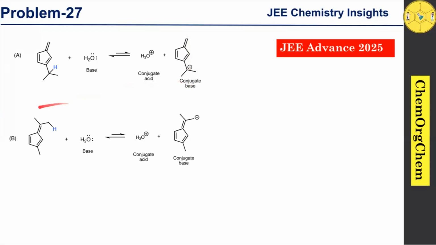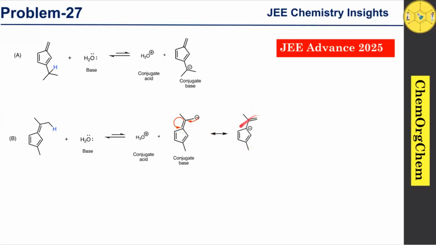Let's move on to our option B. Now you donate this proton to a water molecule, resulting in the generation of the conjugate acid and conjugate base. This one is also resonance stabilized. However, here you should see that when this negative charge moves here, the pi bonded electrons move towards this carbon atom, resulting in the generation of a new resonance structure.